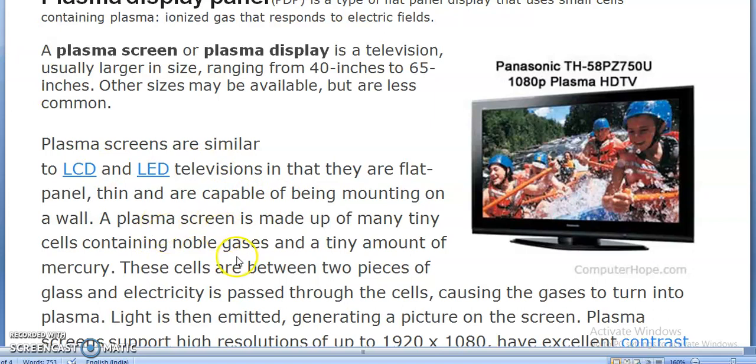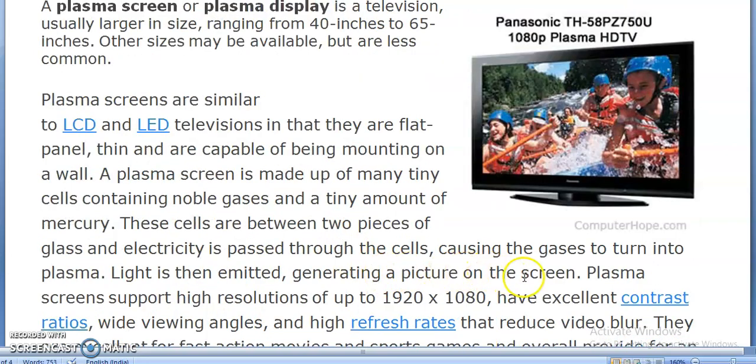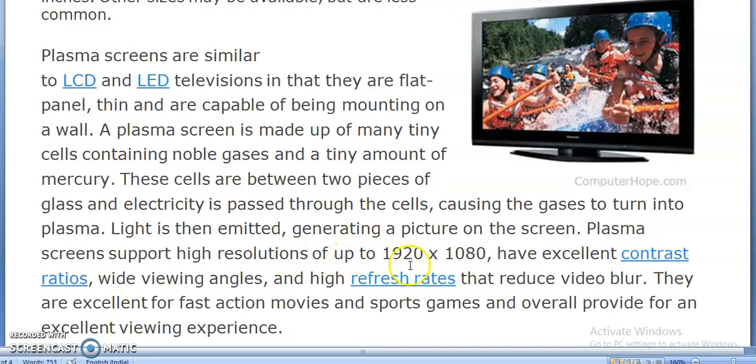A plasma screen is made up of many tiny cells containing noble gases and a tiny amount of mercury. These cells are between two pieces of glass, and electricity is passed through the cells. This is how a plasma monitor works. There are plasmas and noble gases with an amount of mercury, and light is then emitted, generating a picture on the screen. Plasma screens support high resolution up to 1920 by 1080.